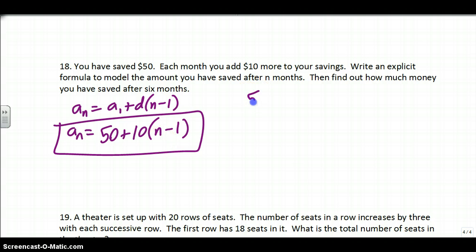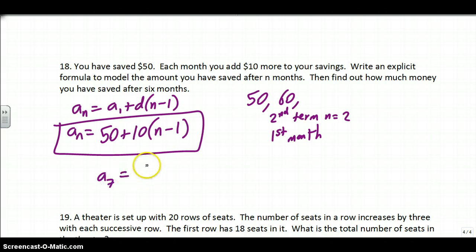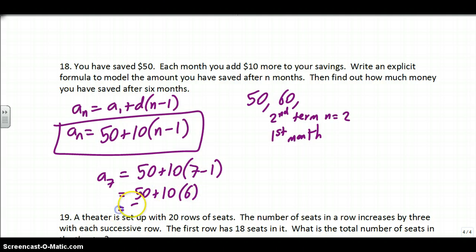But if you think about your sequence, there's actually 7 terms. You started with 50 the first time, then you added 10 more for however many months. So after the first month, you added $10. So really, your second month, or your second term, basically n equals 2, is actually the first month. So that means we're actually going to plug in n equals 7, because it'll be the 7th term, which will be the 6th month. Okay? Now I know this seems weird, but I'm going to show you an easier way to handle this as well. You get 50 plus 60, which is $110.